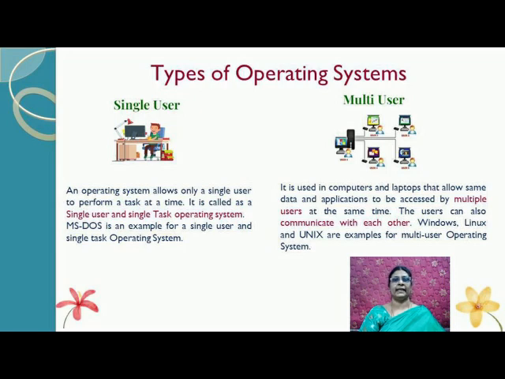Now let me explain the types of operating systems. There are two types of operating systems. One we call single user operating system, the other is multi-user operating system. In a single user operating system, only a single user is allowed to perform a task at a time. It is called a single user, single task operating system. MS-DOS is an example of a single user, single task operating system.